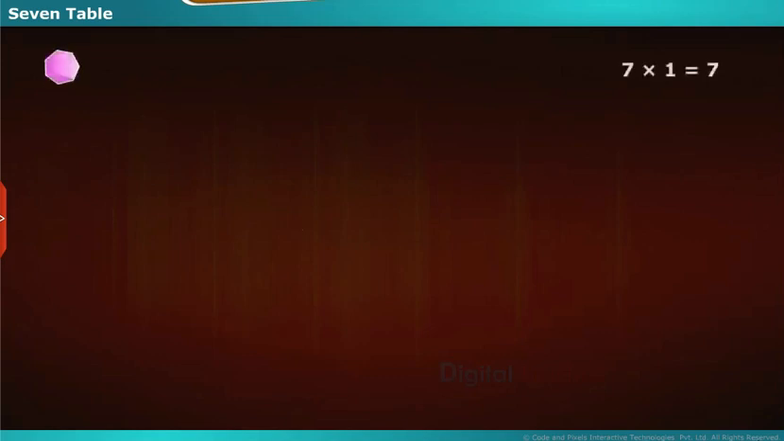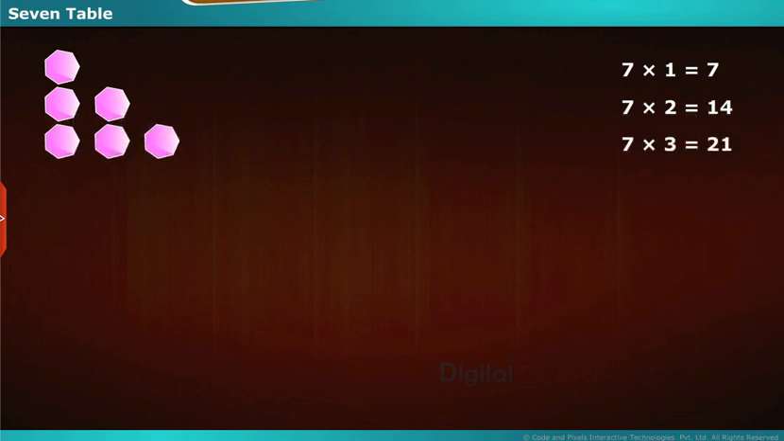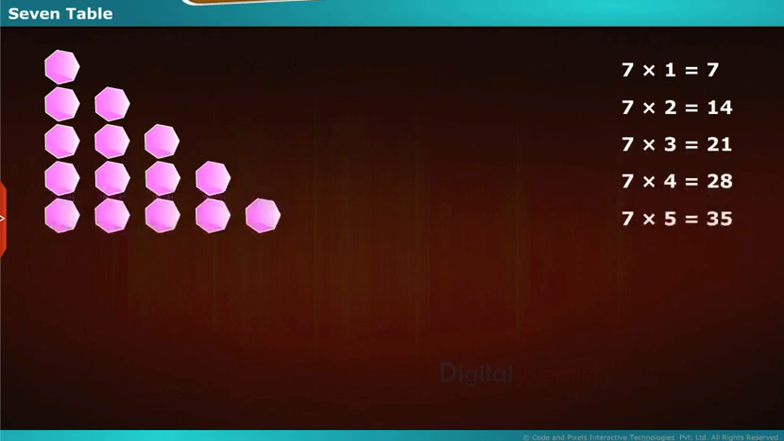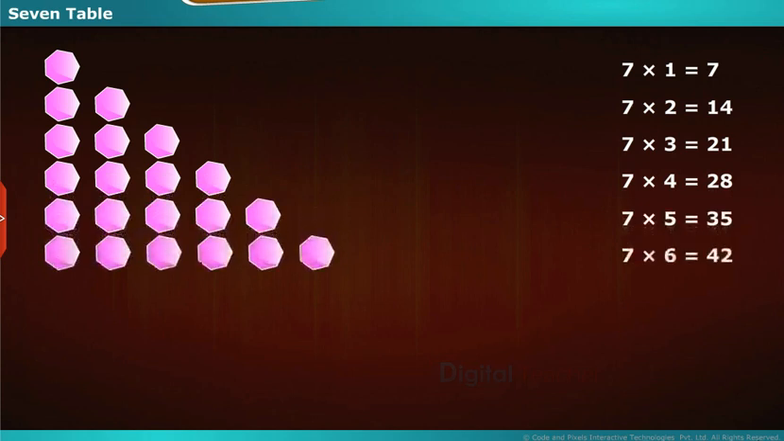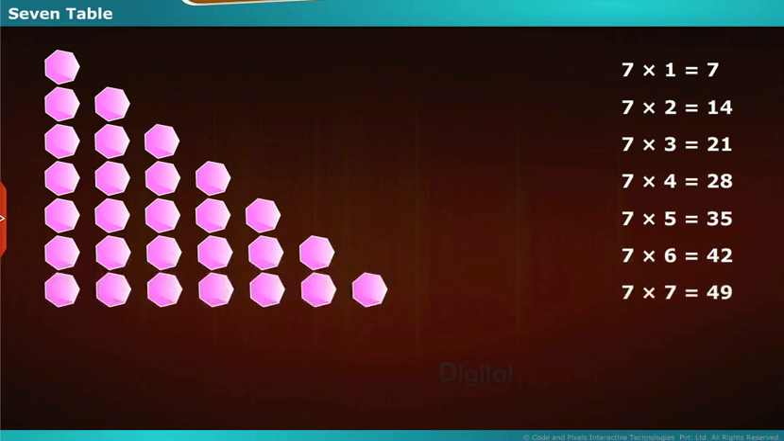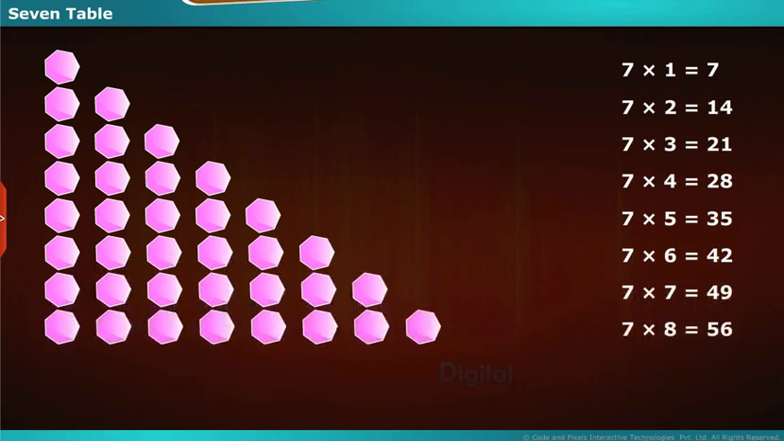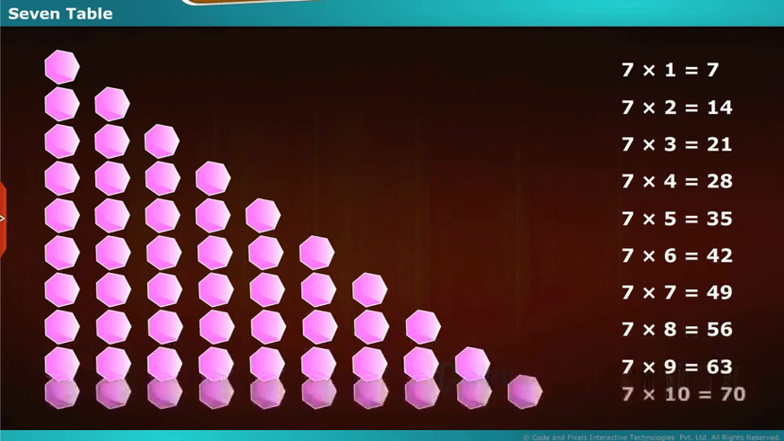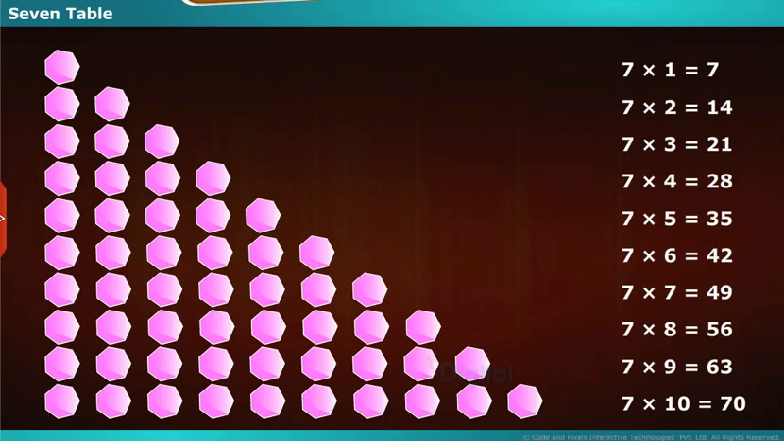Here we look at 7 table. 7 times 1 is 7. 7 times 2 is 14. 7 times 3 is 21. 7 times 4 is 28. 7 times 5 is 35. 7 times 6 is 42. 7 times 7 is 49. 7 times 8 is 56. 7 times 9 is 63. 7 times 10 is 70.